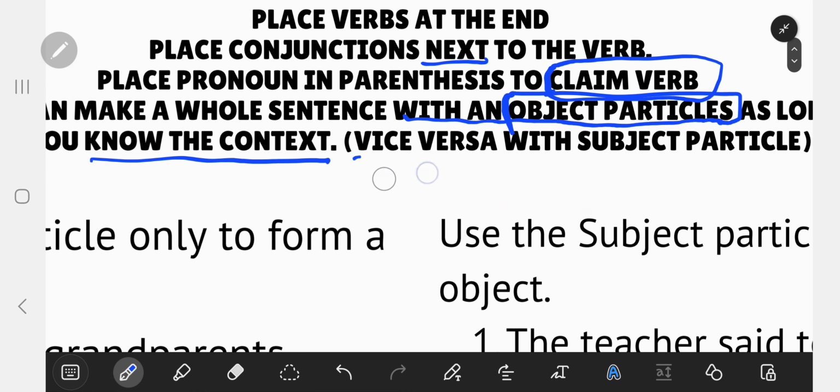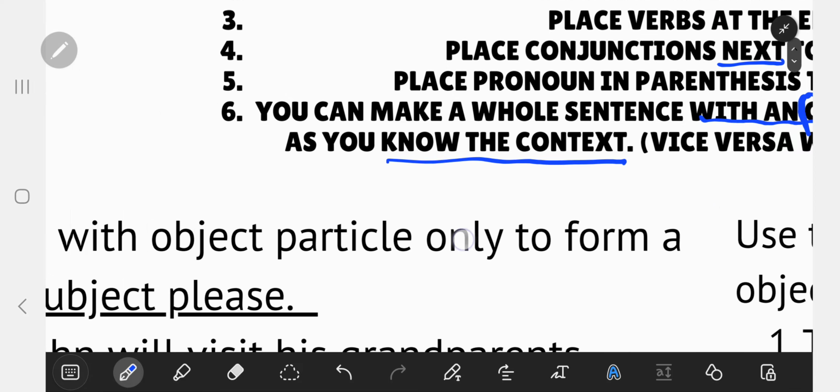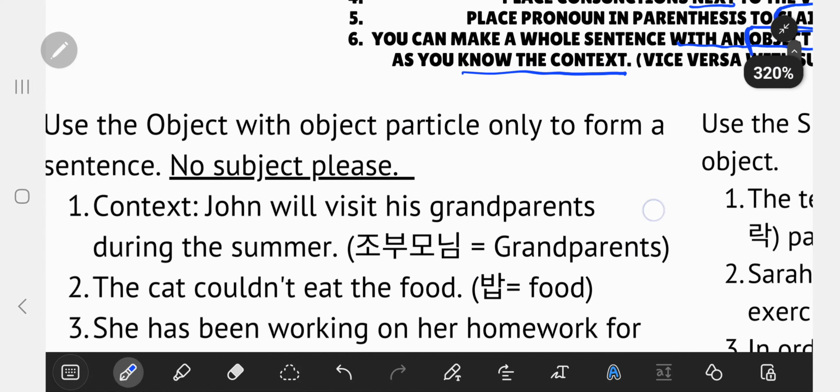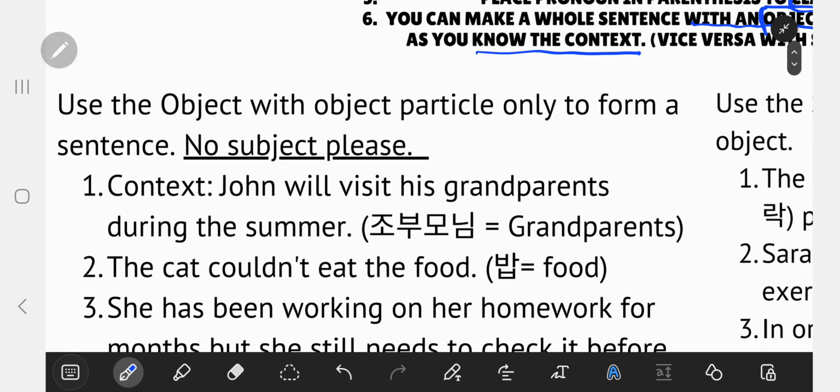And the only thing that there can be if there's a subject and verb is the object. So let's just go over one example real quick, and then you will do the rest of them. Use the object with the object particle only to form a sentence. No subject, please. Well, what does this mean?